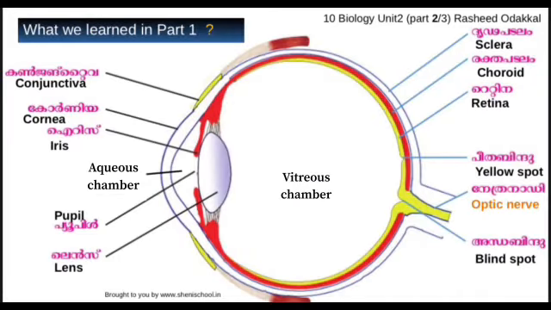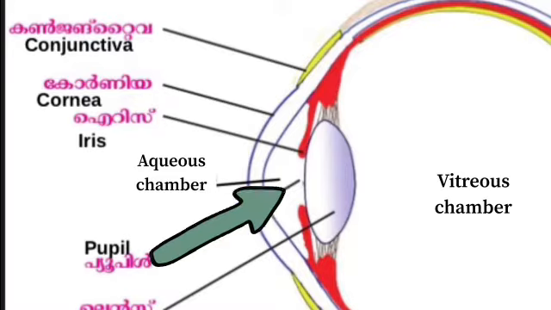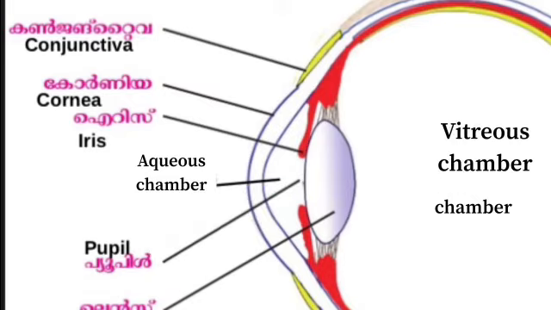Let us go through the main points. The anterior part of the sclera is the cornea. It is transparent as well as projected in front of the eye. The iris is the part of the choroid seen behind the cornea. Next, the pupil. The pupil is an aperture seen at the center of the iris.